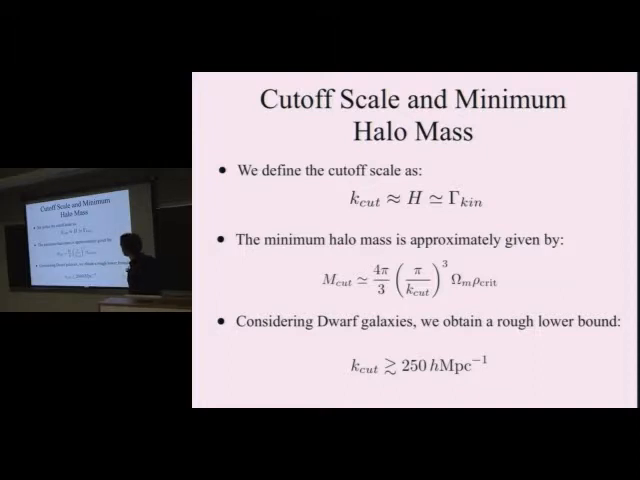So the cutoff scale is defined as the horizon at decoupling. And you can make a simple spherical collapse argument for how this cutoff momentum is related to the minimum halo mass. Considering that dwarf galaxies exist, with masses of 10 to the 6 or 7 solar masses, K cut should be at least 200 per megaparsec. So that's the lowest bound you can imagine having for these models.